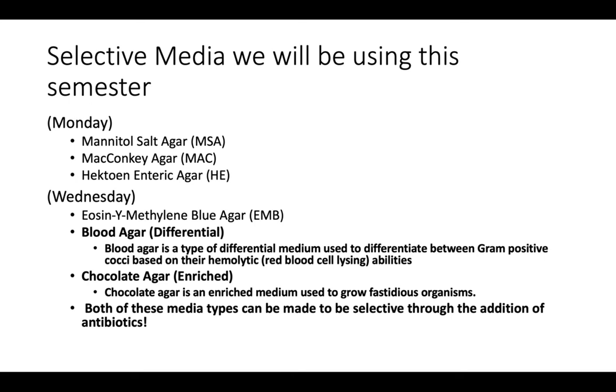That's still important. Both of these media can be made selective through the addition of antibiotics. So chocolate and blood is what we're talking about. You can add antibiotics to either of these and make them selective. That's what I said on the last slide with the MRSA example.